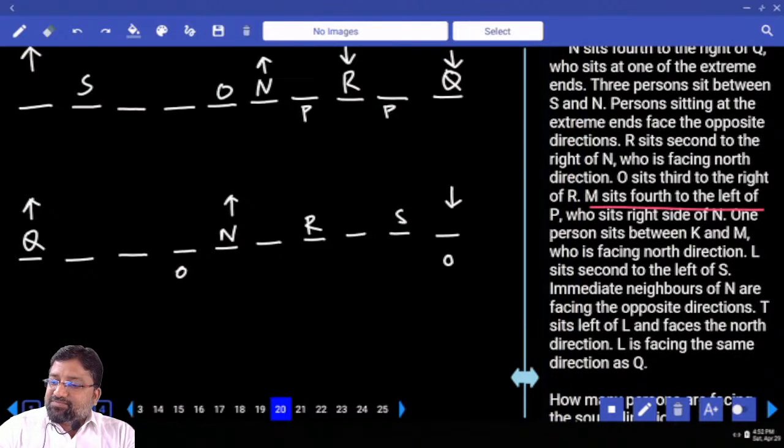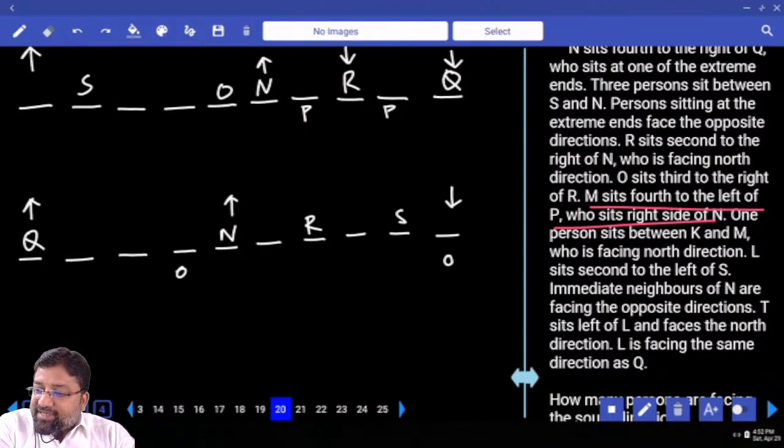M sits fourth to the left of P, P who sits to the right side of N. Only one person sits between K and M. Did I miss the second point? M sits fourth to the left of P, P who sits to the right side of N. One person is sitting between K and M, M who is facing the north direction.